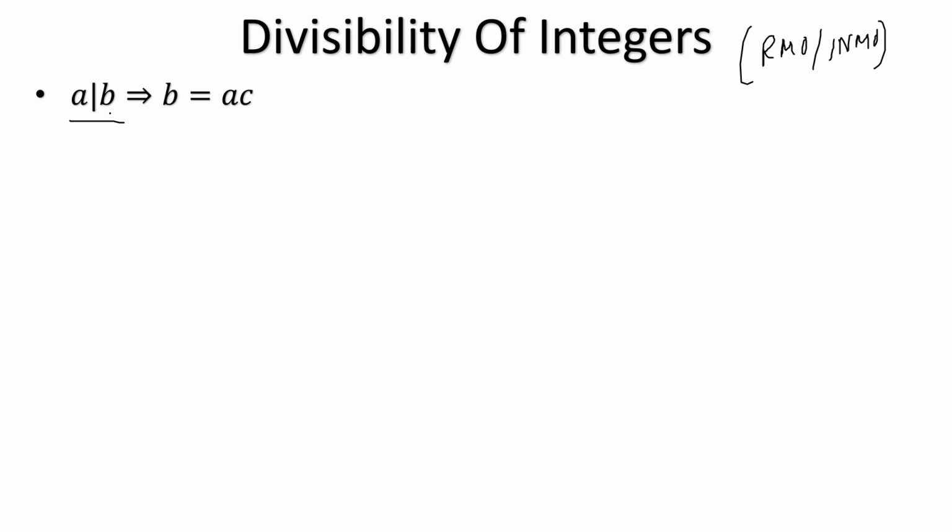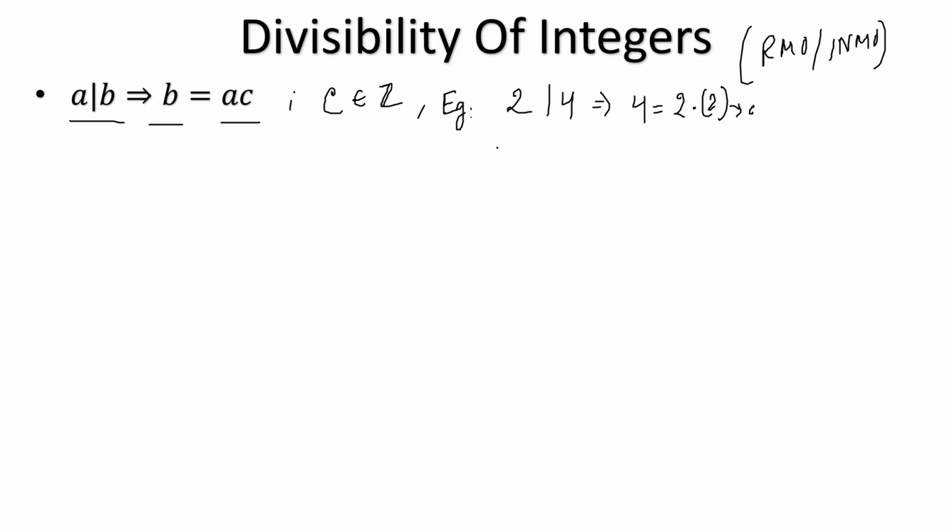So the only important thing in this entire chapter is this result. If A divides B, this would imply that B is equal to A into C, where C is just another integer. And conversely, this would imply that A divides B. We can give a few examples here. Let's say 2 divides 4. And this is true because we can write 4 as 2 into some other integer, 2, right? This would imply 2 divides 4.